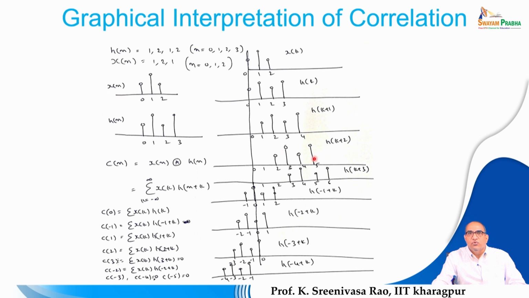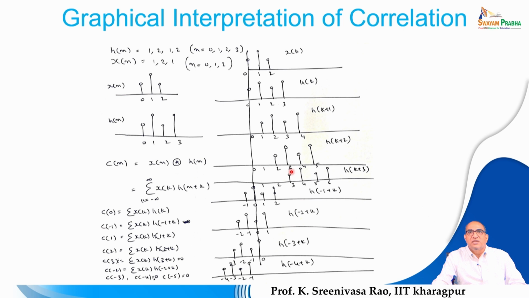Likewise, c of 2 is nothing but shifting further by 2 shifts, c of 3 for 3 shifts, c of 4 likewise. So, at c of 3 itself, if we look here, it is shifting this sequence by 3.